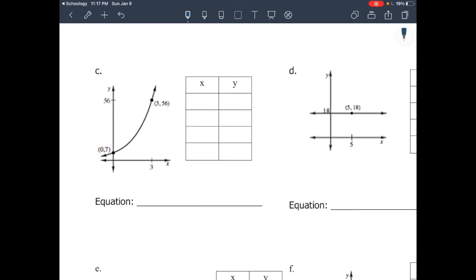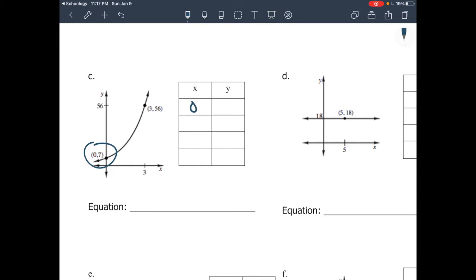Then the next one is the same kind of process here. So we're going to write, the first point is at 0, 7. And then the next one, they go all the way up to 3. So I'm just going to write 1, 2, 3, and then write 56 for that one. So this one we've talked about skipping, but it's a little weird for students. So we're going to talk about it more and see how that changes.